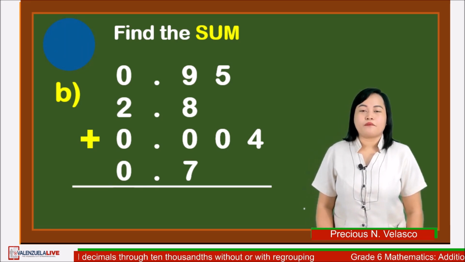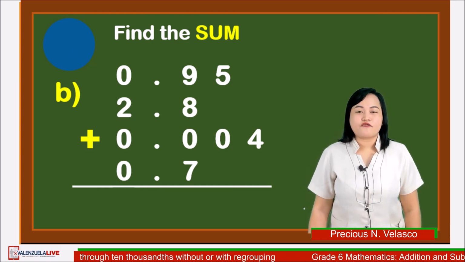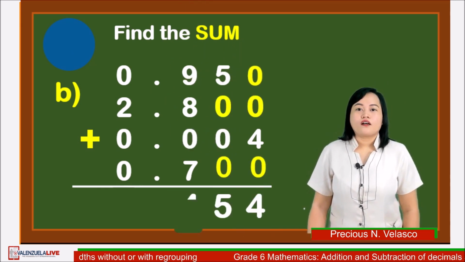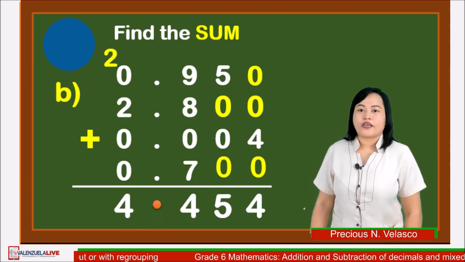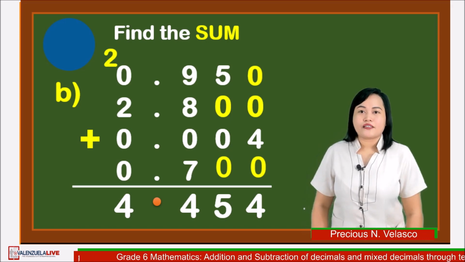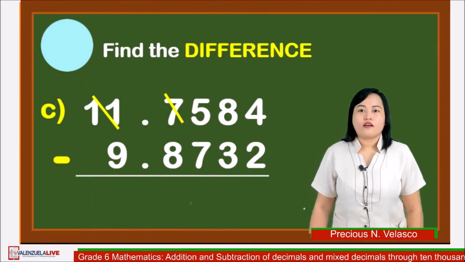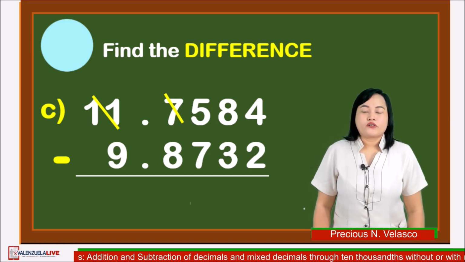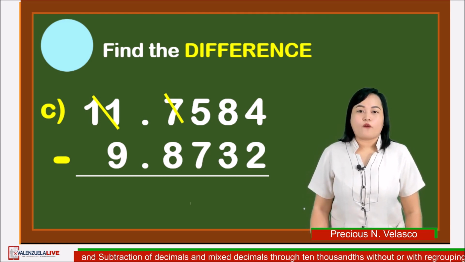Okay, time's up. Let's see. The correct answer for letter D is... Okay, very good. So you've got it correct. Next, letter C. So for this time, you are going to find the difference. Your 10 seconds starts now.